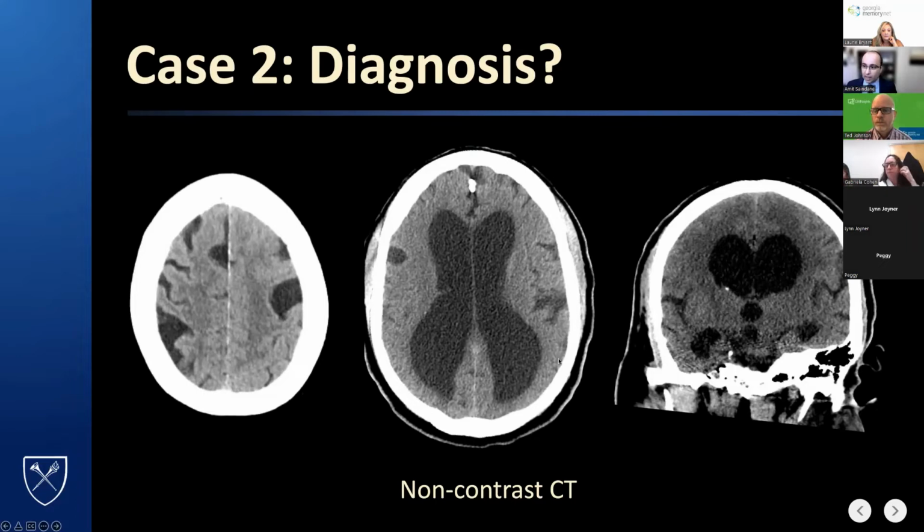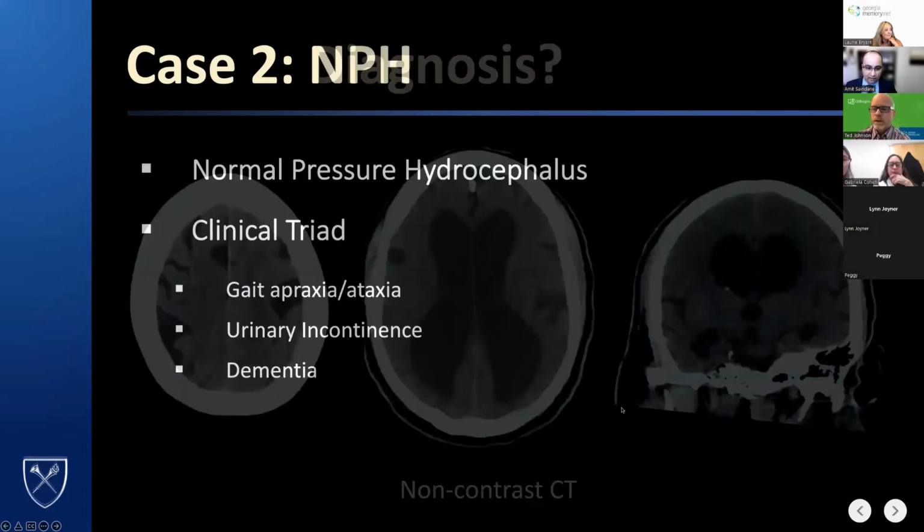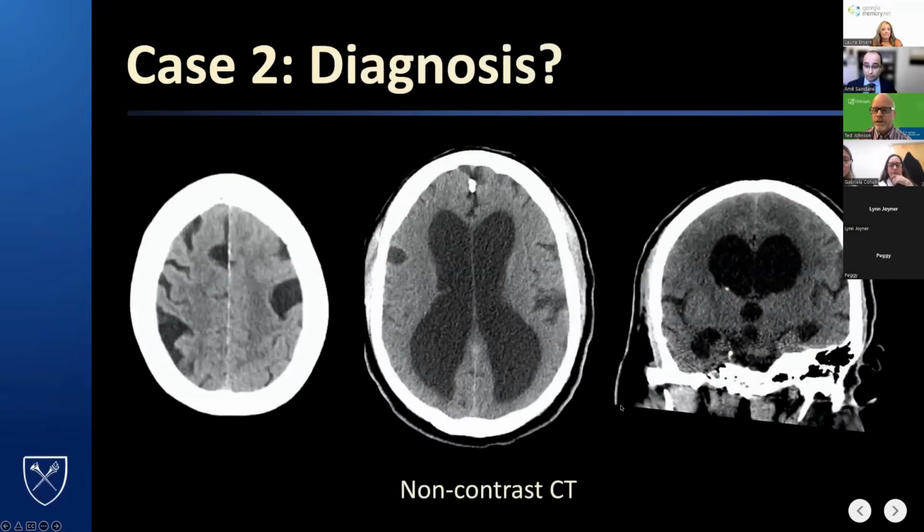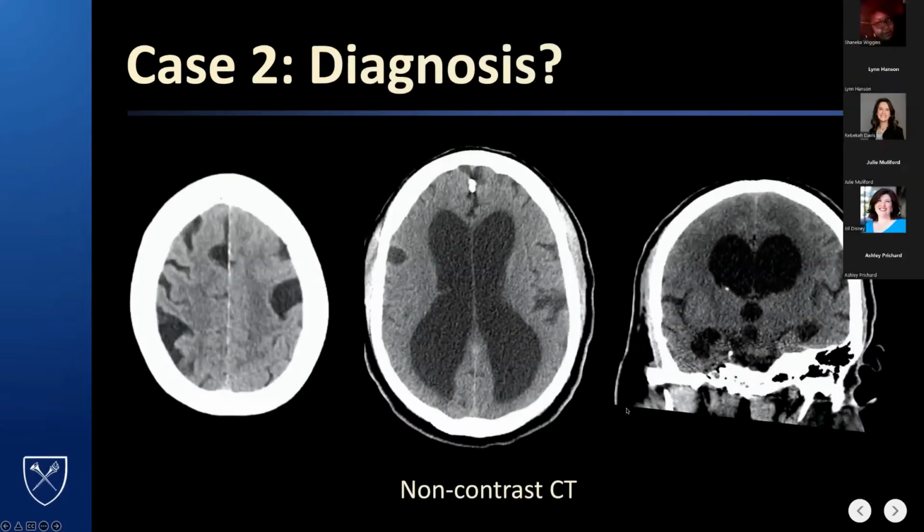So excellent, you all are nailing it. Does that diagnosis give you trouble when it's a little more subtle? Absolutely, and that's a great point. This was sort of a slam dunk.